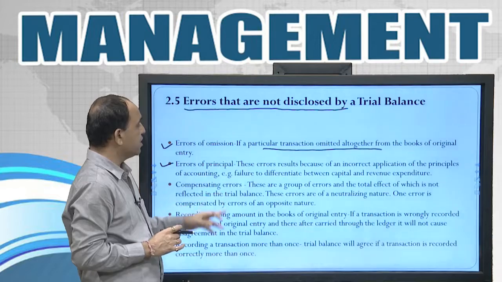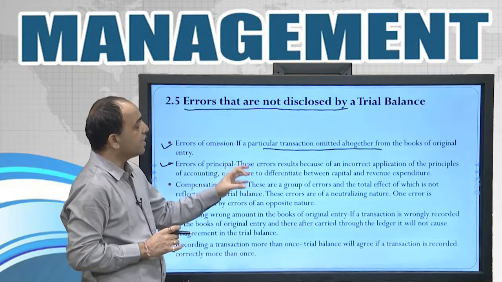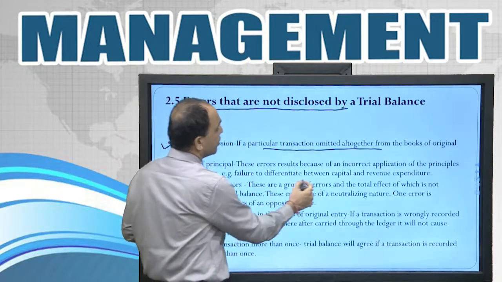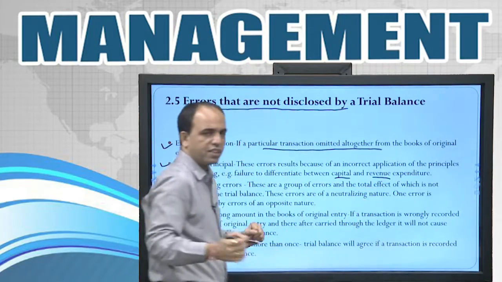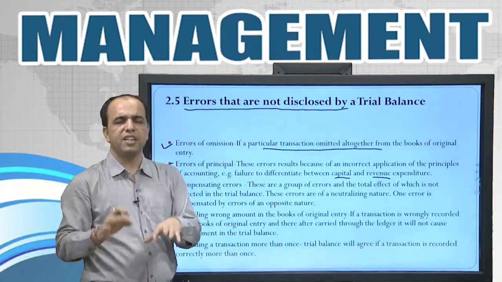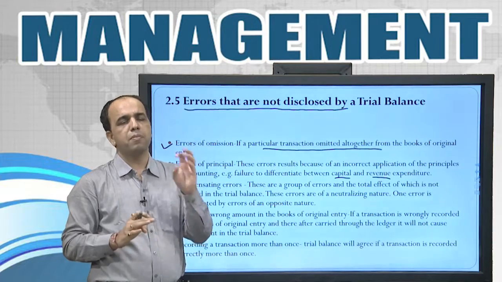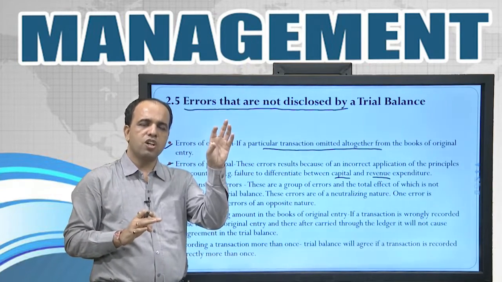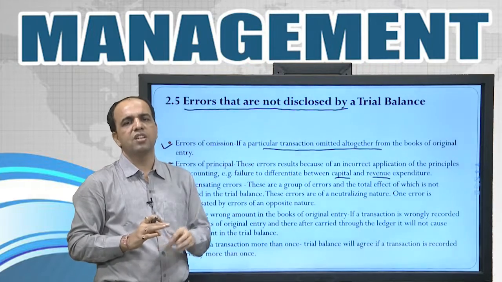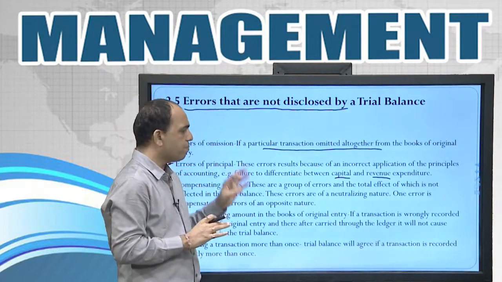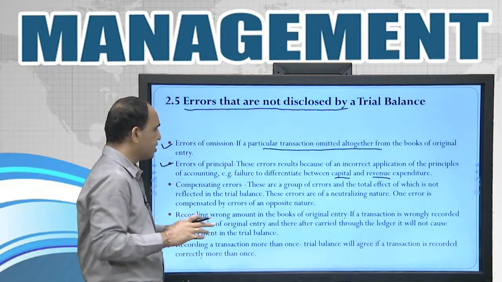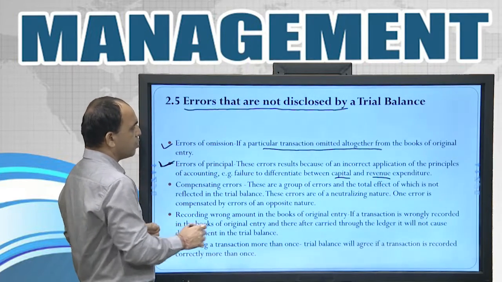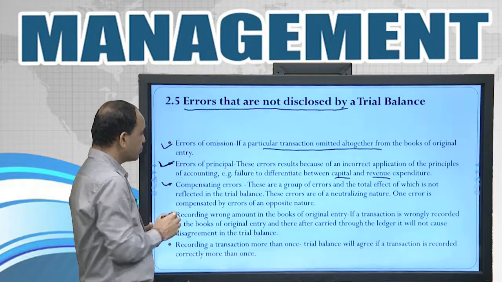Errors of principle. These errors result because of an incorrect application of the principles of accounting. For example, failure to differentiate between capital and revenue expenditure. Suppose wages paid, that is a revenue expenditure, but by mistake these wages or salary paid are treated as a capital expenditure, then it is called an error of principle. An error of principle may allow the trial balance to agree, so it is difficult to find out, difficult to locate.